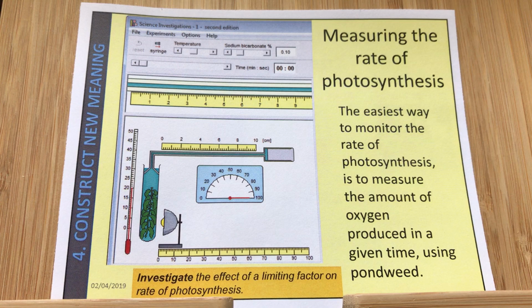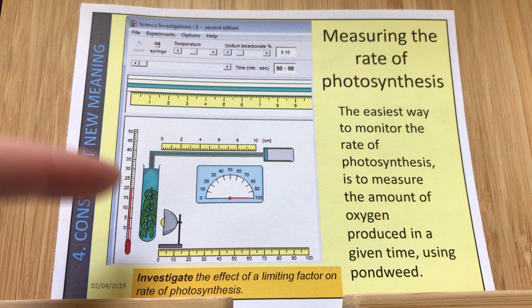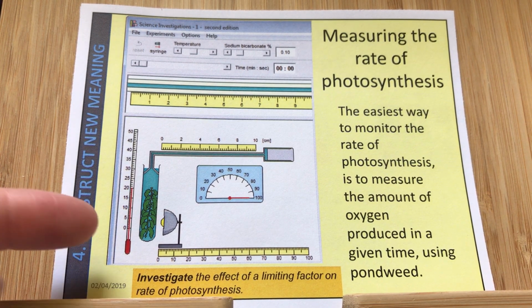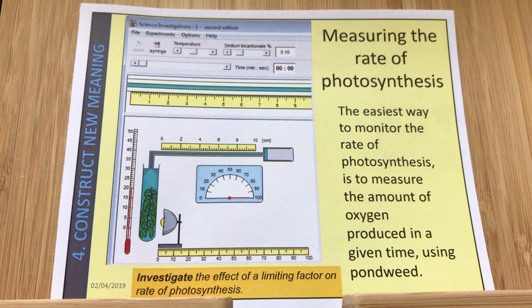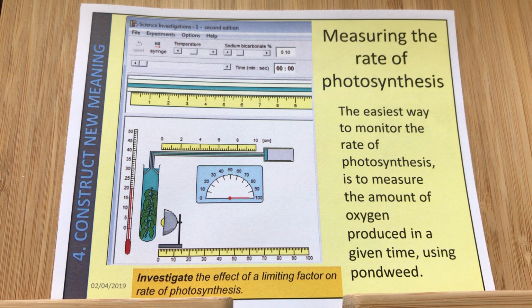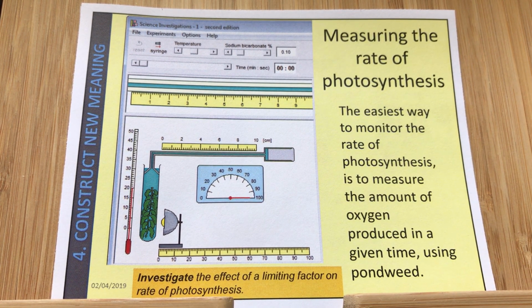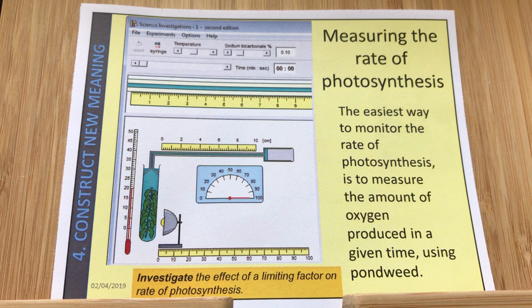Now, if you had this set up, and because obviously you've got the pondweed in water, you could count those bubbles coming off. Okay, so if we set this up in real life in the lab, we could, for say 30 seconds or a minute, count how many bubbles of oxygen are produced. So we could have a clicker and click every time we see a bubble, for 30 seconds or a minute, and that could be our way of measuring the rate of photosynthesis.